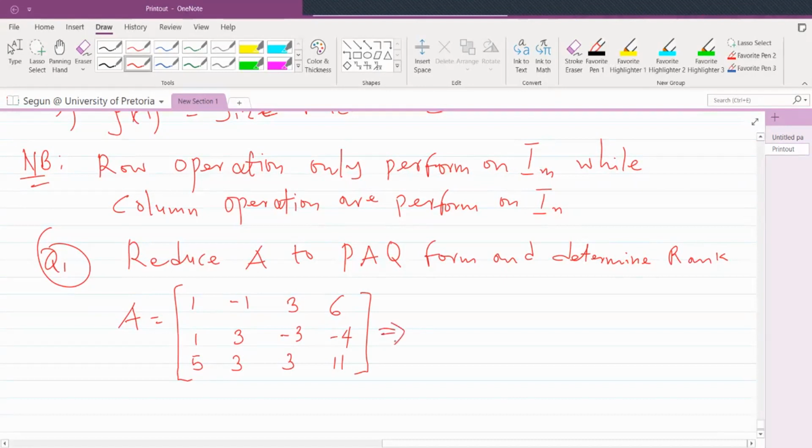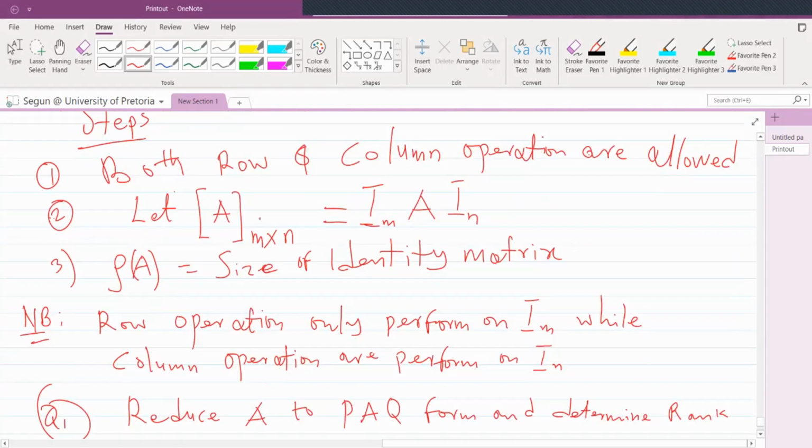Now, who can tell us the dimension based on the steps we have? We have A to be M by N, right? How many rows do we have? 3. How many columns? 4 columns. So we have 3 by 4.